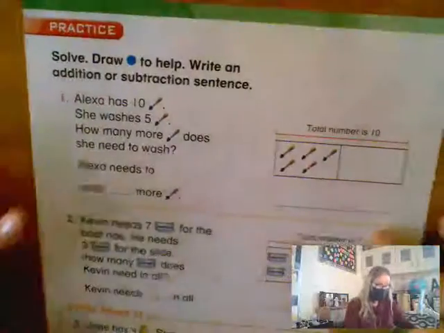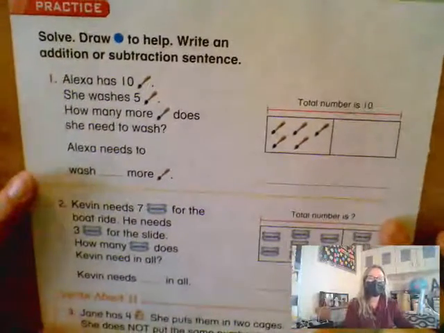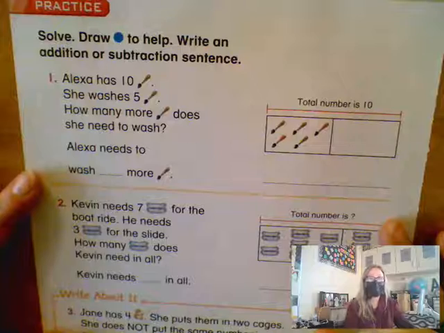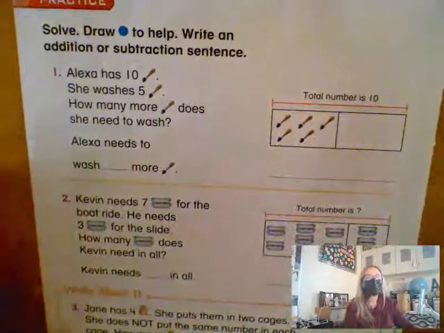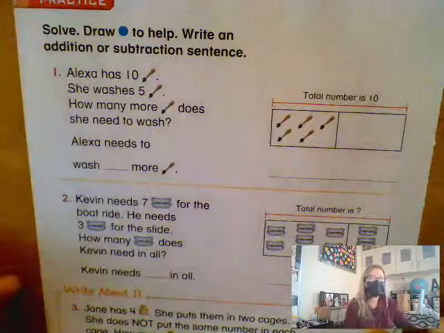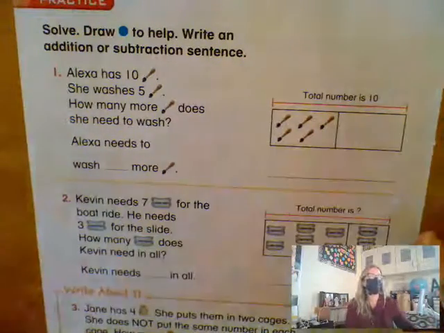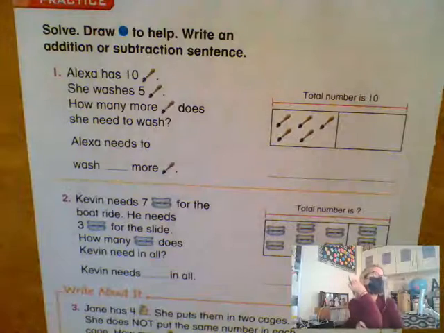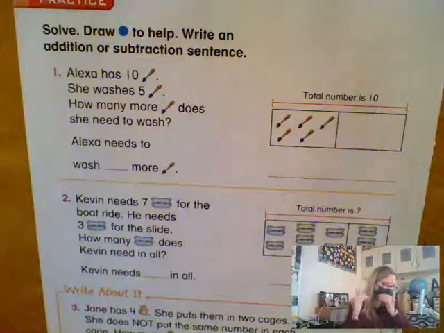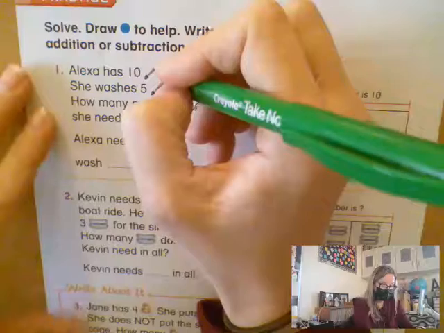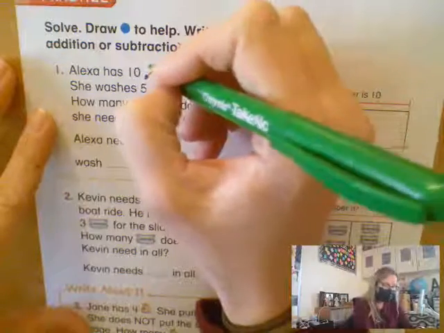And at the top of page 140, it says practice and draw circles to help. It says write an addition or subtraction sentence. So let's take a look here. Who would like to read number 1 nice and loud for us? Okay, Faith, read it loud so they can hear you at home too. Alex has 10 paintbrushes.